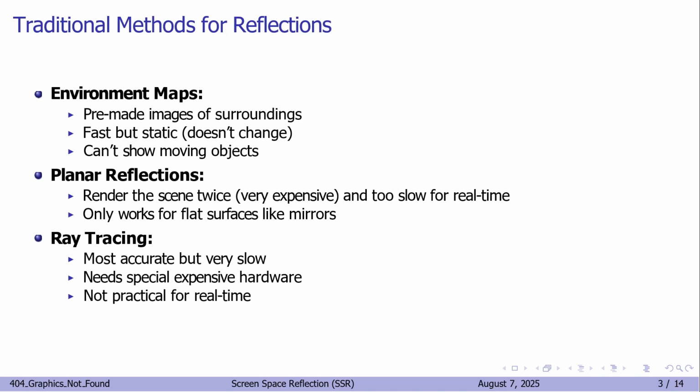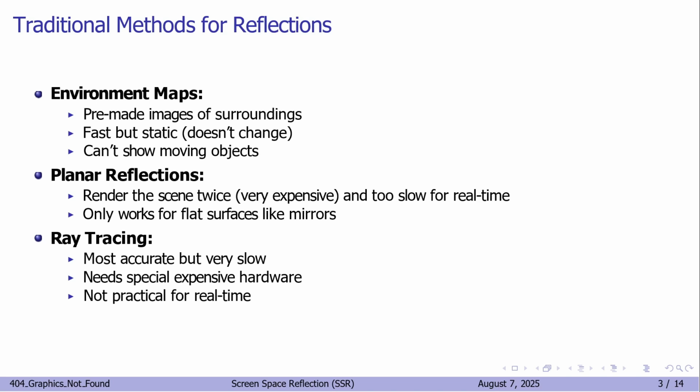Now, to understand why SSR is so cool, let's quickly look at the old ways of doing reflections. First, we have environment maps. Think of this like a wallpaper. You take a 360-degree photo of a room and wrap it around an object. It's fast, but it's static. It doesn't change. So if your game character walks past a shiny object, you won't see their reflection.